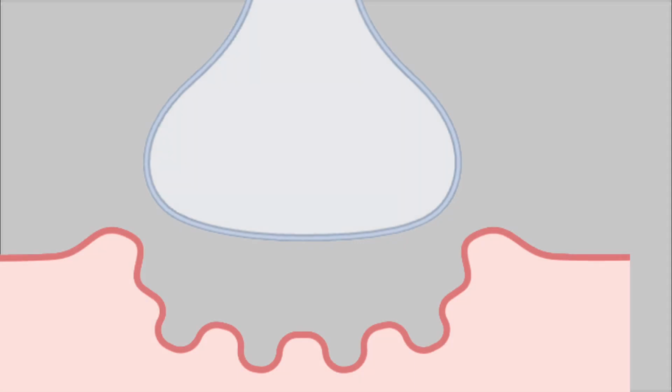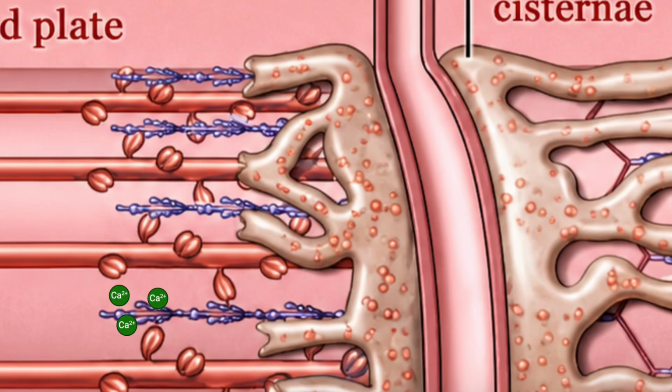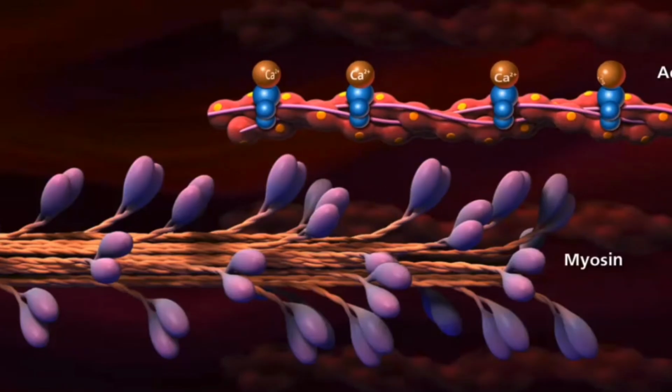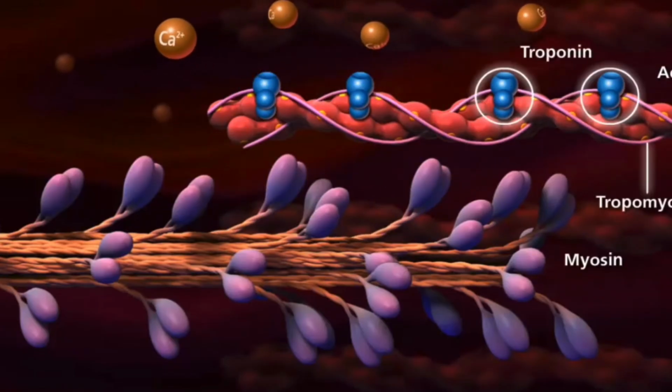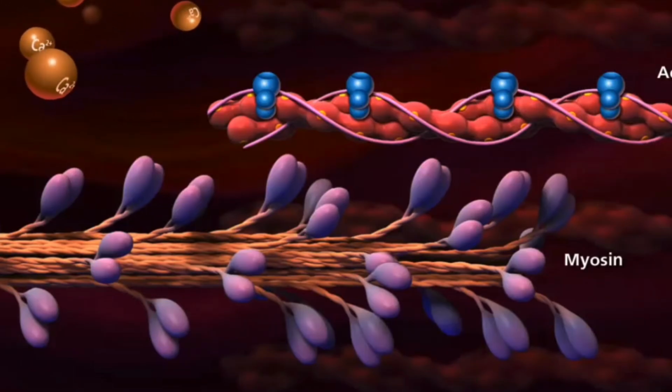Okay, so after the action potential ends at the motor neuron, the acetylcholine is just going to be left there, and this enzyme called acetylcholinesterase is going to come and break it down. And then after that, the calcium pumps in the sarcomere are going to actively pump calcium back into the sarcoplasmic reticulum, so it's going to go back and get stored in there. And the troponin is going to release the calcium. The tropomyosin is going to block the binding sites again, so the myosin isn't just going crazy and contracting.